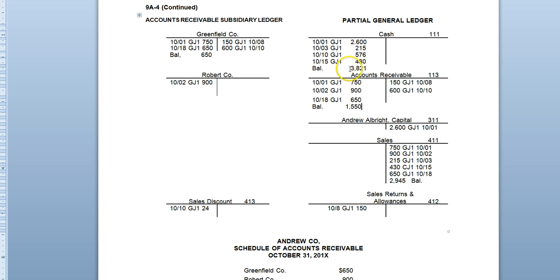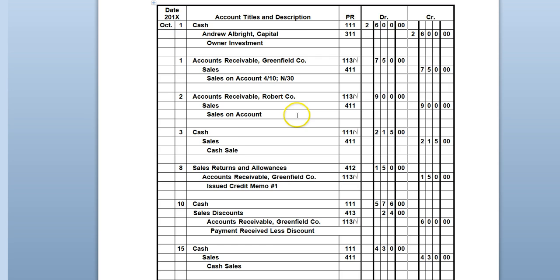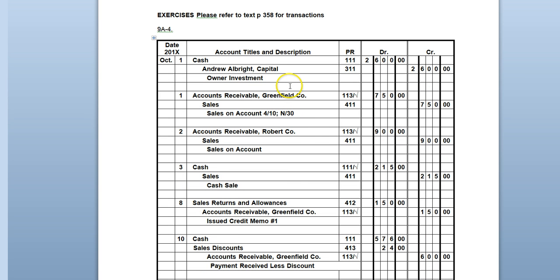Among other accounts, it is particularly true in this module with accounts receivable and accounts payable. Okay, so let me go back to the transactions now that we've got that out of the way. Now here's another sale, debit accounts receivable. We're selling to Robert for $900.